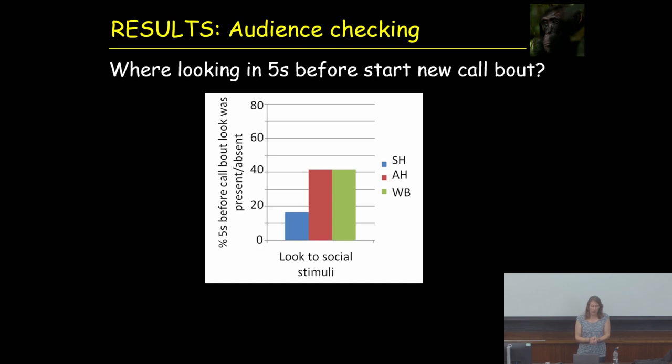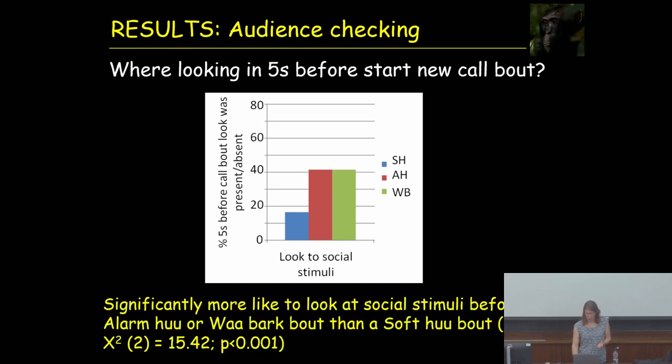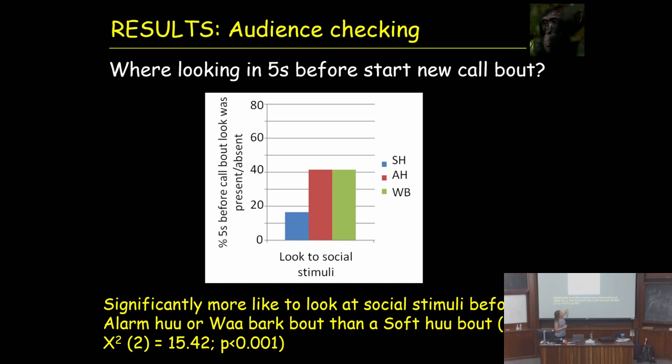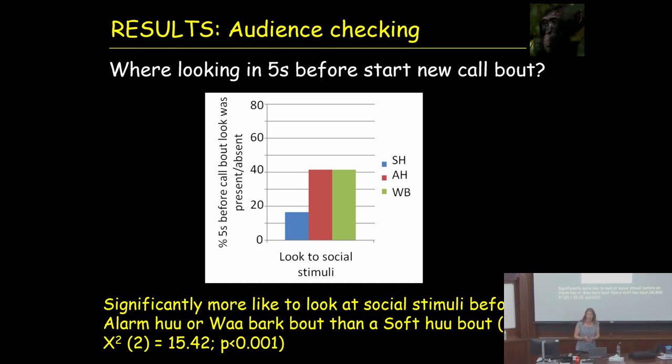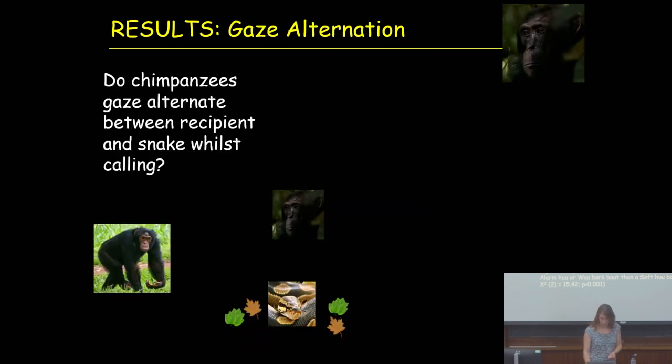And you can see that they're far more likely to look at social stimuli after giving an alarm hoo or a wah bark. Oh, you can't see my cursor. Sorry, I'll point instead. So red and green are alarm hoos and wah barks, and you can see that they're significantly more likely to be looking at social stimuli before giving those call types than they are the soft hoos.